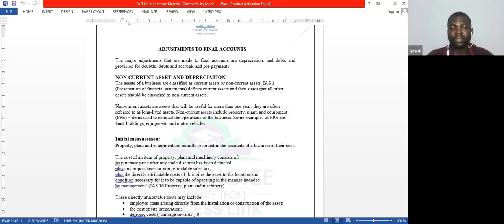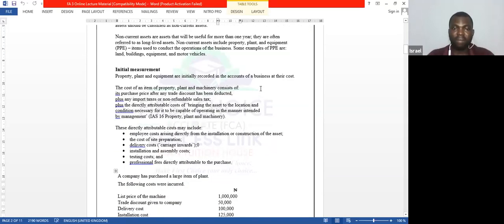Now, what does this directly attributable cost include? They give us examples: employee costs arising directly from the installation or construction of the asset. We have the cost of site preparation. We are preparing the site. We have delivery costs. We have installation and assembly costs. We have testing costs. We have professional fees. But like I've explained earlier, all these costs will be added together. There's an example there for us to test ourselves. So let's test that.